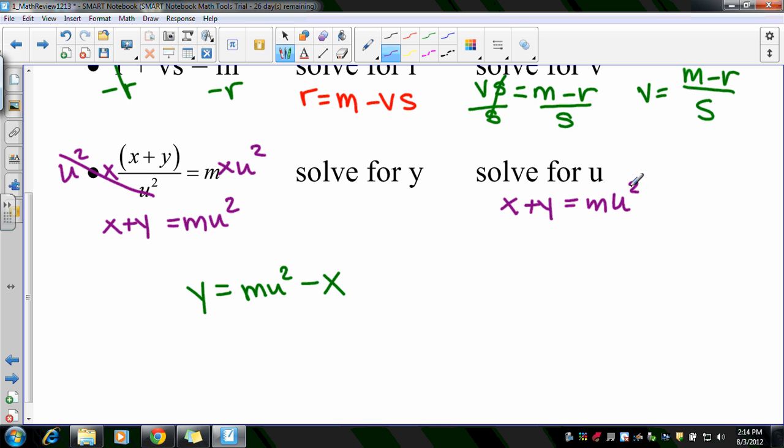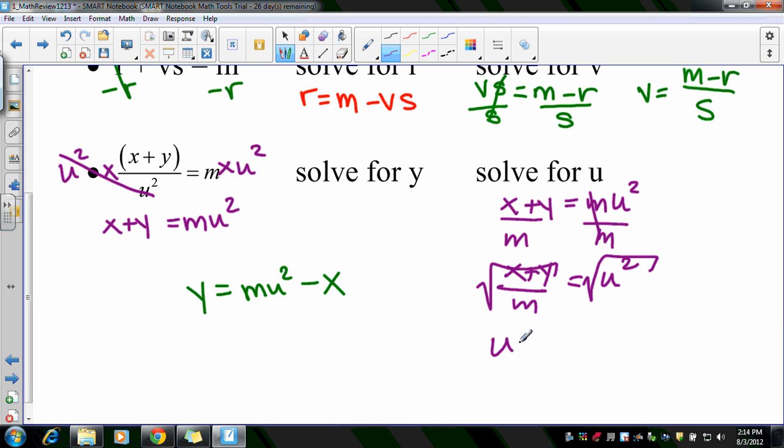All right, so now we need to find u. So we can't get rid of the square yet because we have this m. So it's m times u squared. So we're going to divide by m on both sides. Cancels out here. So x plus y over m. So now we can deal with the square. To get rid of a square, you do the exact opposite of squaring, which is square rooting. And so we're left with u equals the square root of x plus y over m.